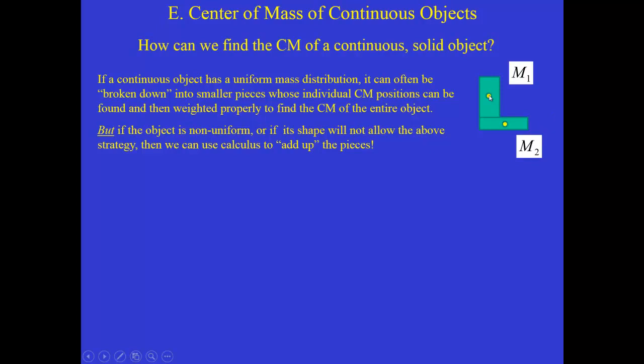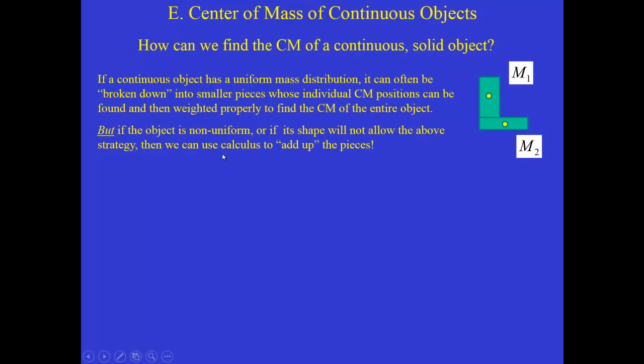And so what we could then do is treat this as if we had two single point particles, one of them with mass m1 located at the center of the top object, the other one with mass m2 located at the center of the bottom object. And at that point, all we would need to do is apply our simple center of mass formulas.